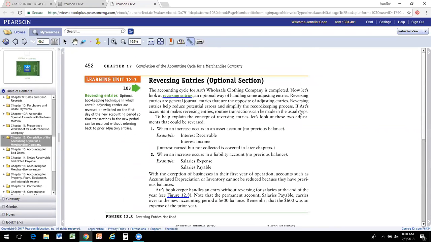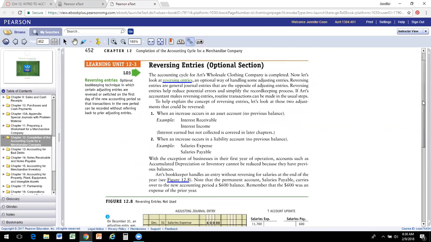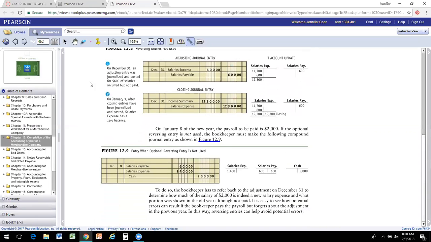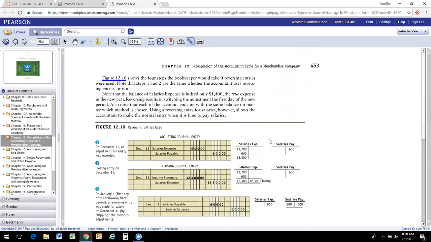So I'm not worrying about reversing entries. There's sometimes you have to do those, but I'm not going to stress about that. So you can skip that section of the book. And that's pretty much what we're going to cover for chapter 12.